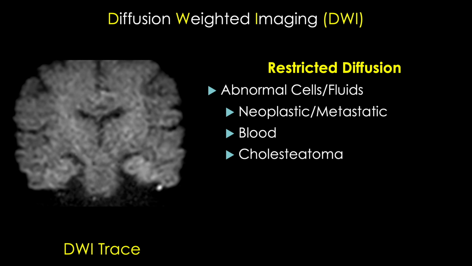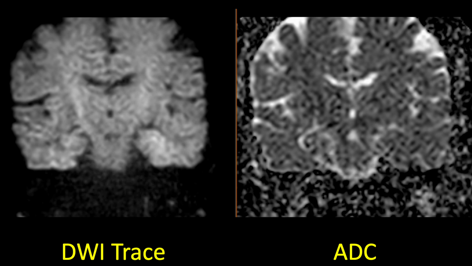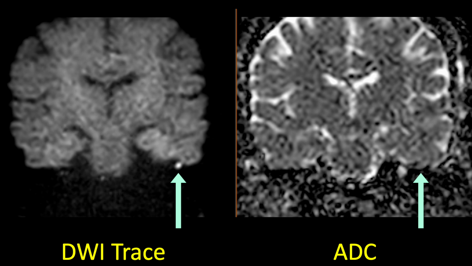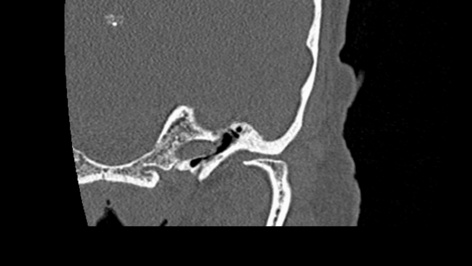Cholesteatoma. This is another great example of seeing restricted diffusion where there should be none. On this coronally acquired diffusion sequence, you can see a focus of restricted diffusion within the region of the left middle ear. Remember, there should only be air within this region, so there should be no signal at all like on the other side.